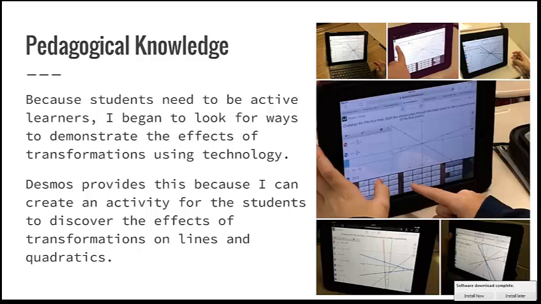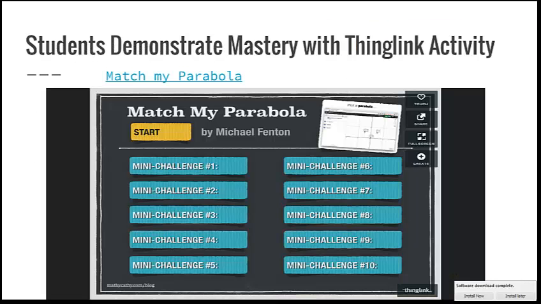It has been proven with research that students learn more by doing. Learners need to be actively involved in learning. Desmos is fun and engaging, and students get immediate feedback that they have mastered the content. By working through challenges created by Michael Fenton in a Thinglink created by math teacher Kathy Yanka, students can apply their knowledge.